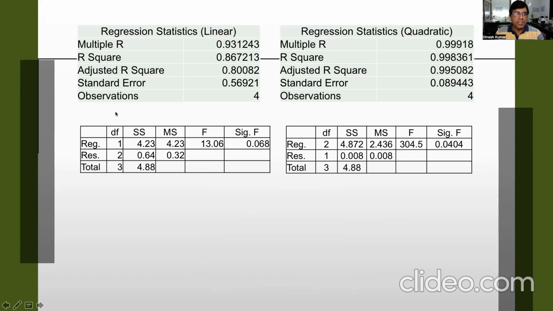And then you see the significance. Significance here is for linear. It is significant at 0.068. It is significant at 6.8%, so it is not significant at 5%. But here it is significant at 5% because values are less than 5%. If values are less than 5% for the significance of F, then it is significant. If values are more than 0.05, like in this case, it is non-significant.